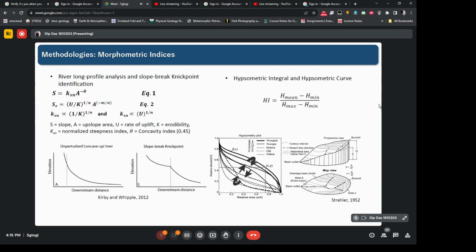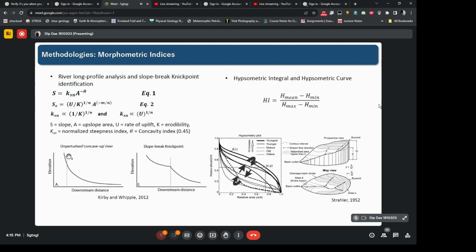Now, let's talk about the methodology. For this study, I have used these two equations. Here S indicates slope, KSN is the steepness, and A is the upstream drainage area. The same equation can be rewritten as U by K, where U is the rate of uplift, and K is the erodibility of substrate lithology.